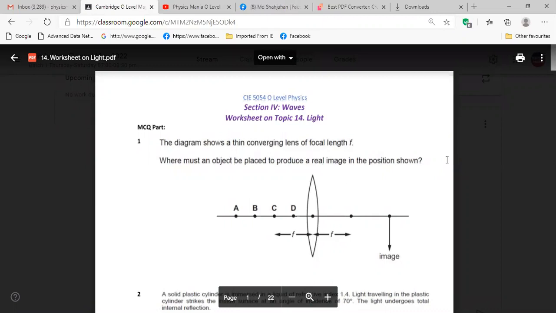And every year, we are getting at least 2-3 MCQs from light. Only from this topic, we have 2-3 MCQs, and structured questions also we are getting from this topic. So if you practice more, that will be a good preparation for your exams. Okay, is it clear to you? Yes, sir. Now can you read it please, Mahi?